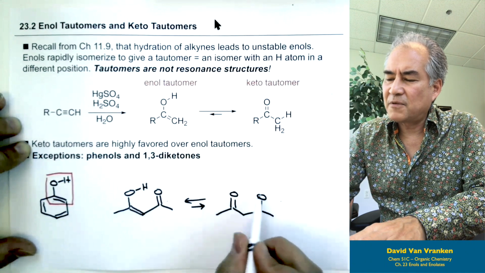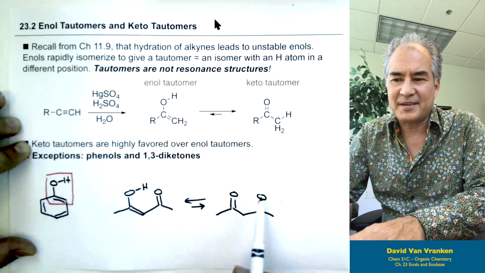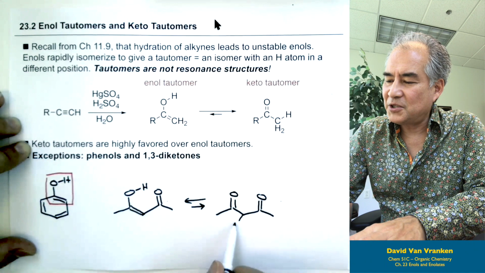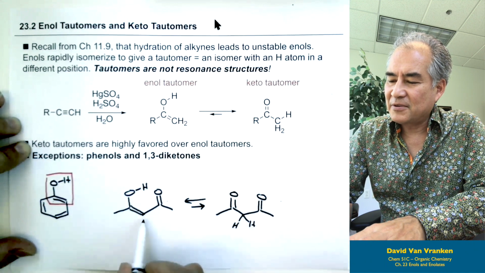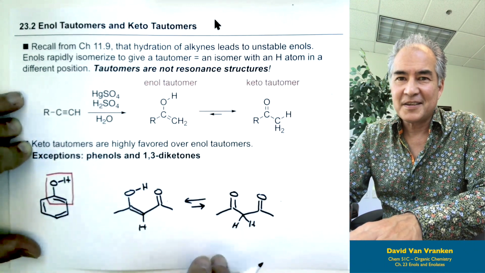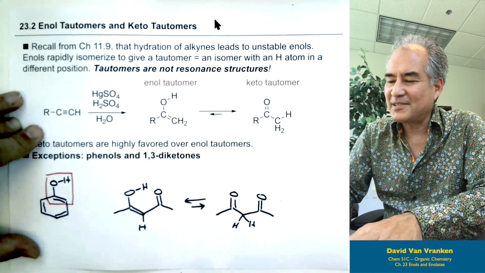And both sides could form the enol. This is a symmetrical molecule, so the two carbonyl groups are not distinguishable. So what's happening here? Well, there used to be two H's here, and now there's only one H. You can see the H is moving positions. That's not resonance. That's isomerization. If there's atoms moving, it cannot be a resonance structure.